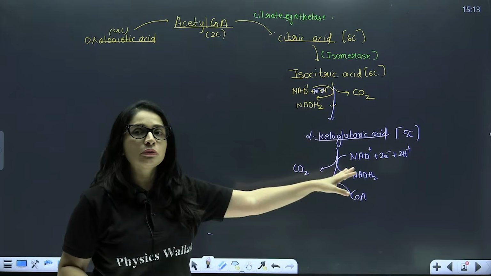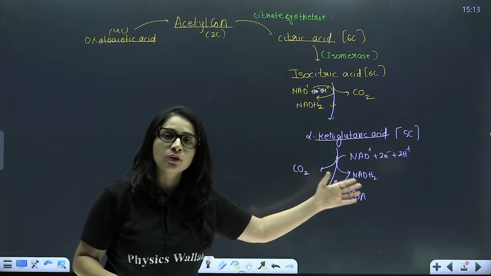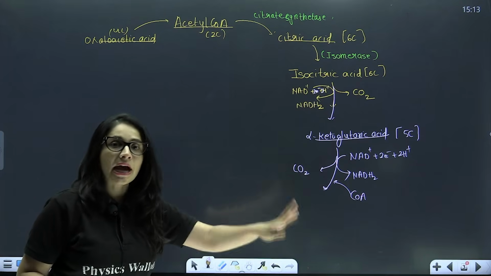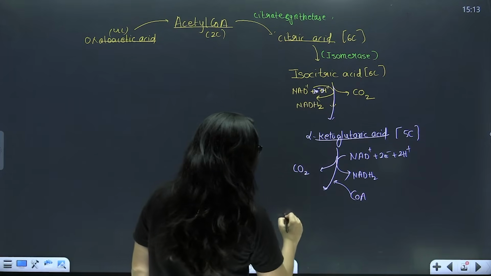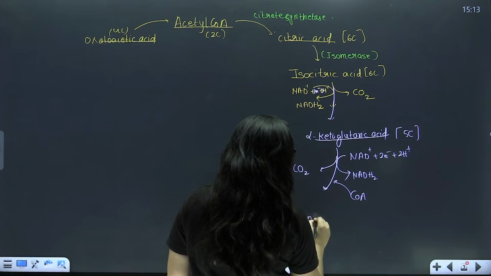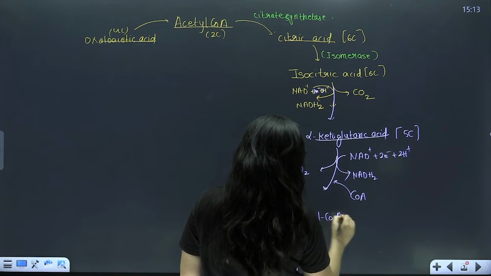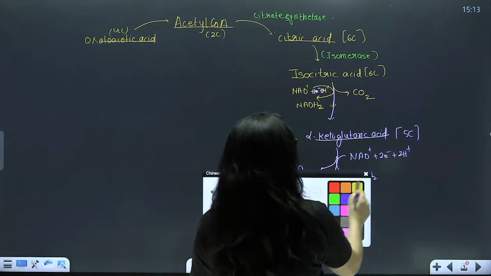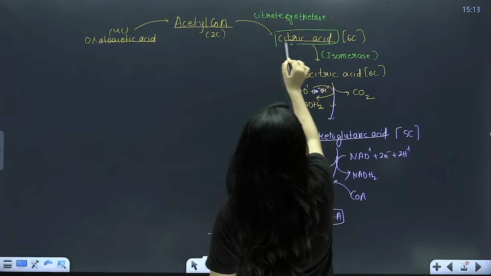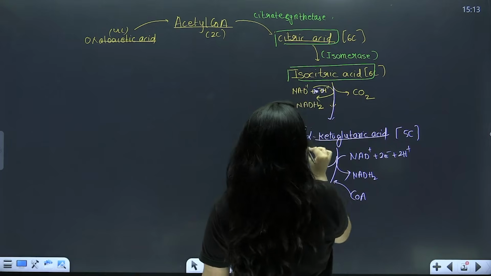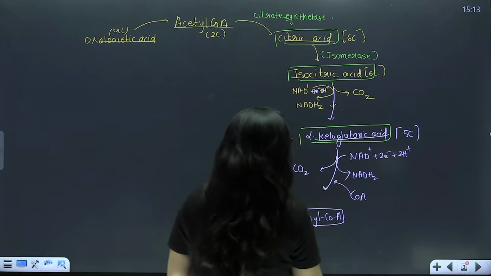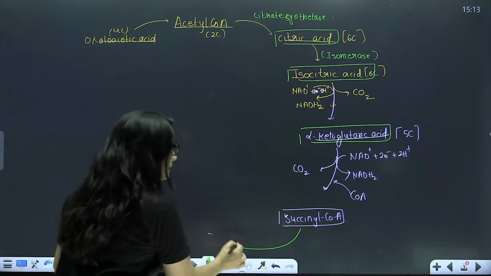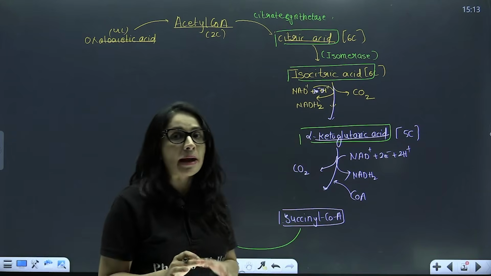So, this alpha ketoglutaric acid, which is a 5-carbon compound, now has released 1 carbon in the form of CO2. So, now 4 carbons left, and hence a 4-carbon compound, succinyl coenzyme A, will be formed. Right? So, how many intermediates have you seen so far? You started with citric acid, isocitric acid, alpha ketoglutaric acid, succinyl coenzyme A. This succinyl coenzyme A has a lot of energy trapped inside it.